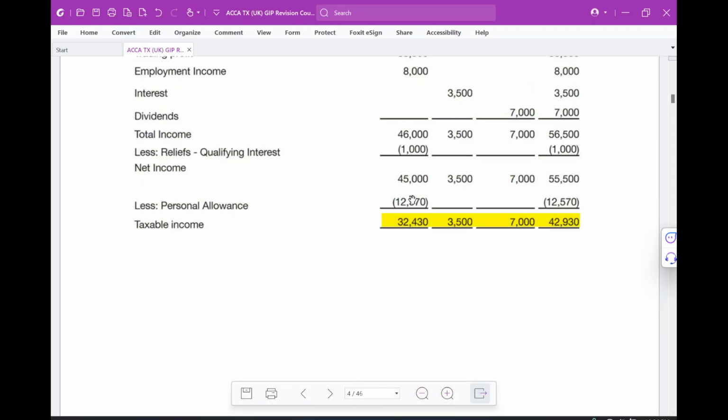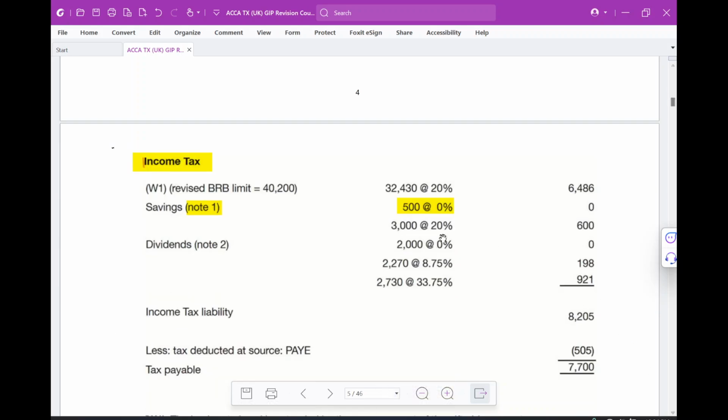We dealt with the non-savings. We had 3,500 to be taxed. As we come down here, we see very clearly that the 500 is applied at 0, and then the balance at 20%, giving us 600. Now note that the basic rate band, if we did a calculation so far of what has been used up, we'd be looking at the 32,430, the 500, and indeed the 3,000. So we're using it up fairly quickly, but we haven't finished yet. There's still some left.